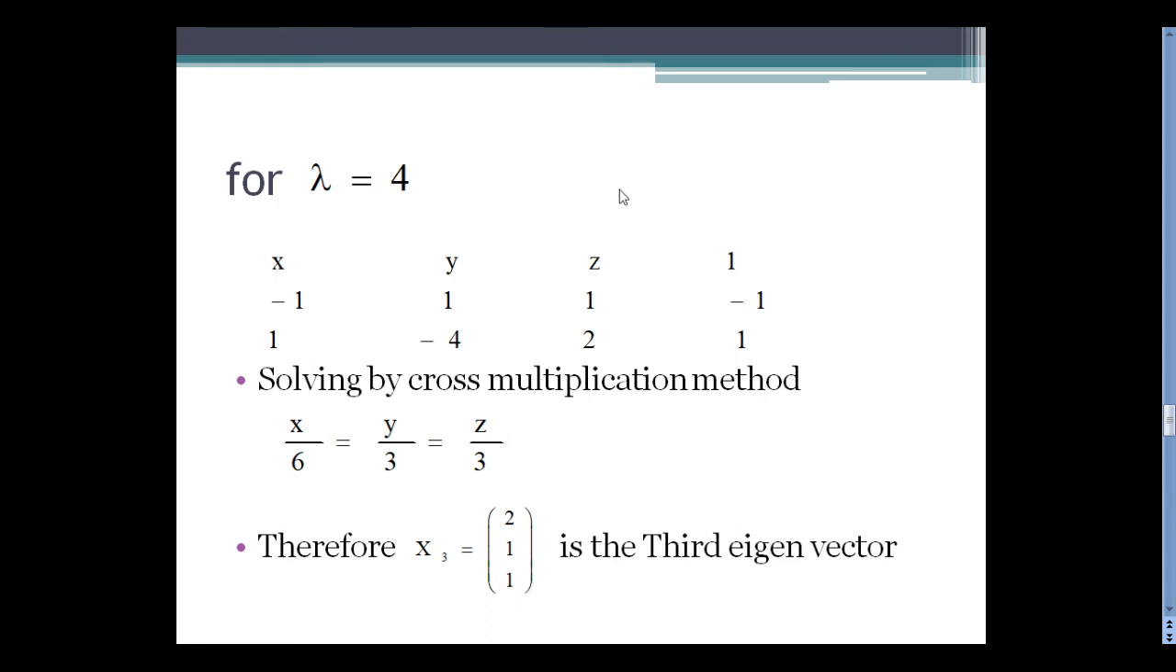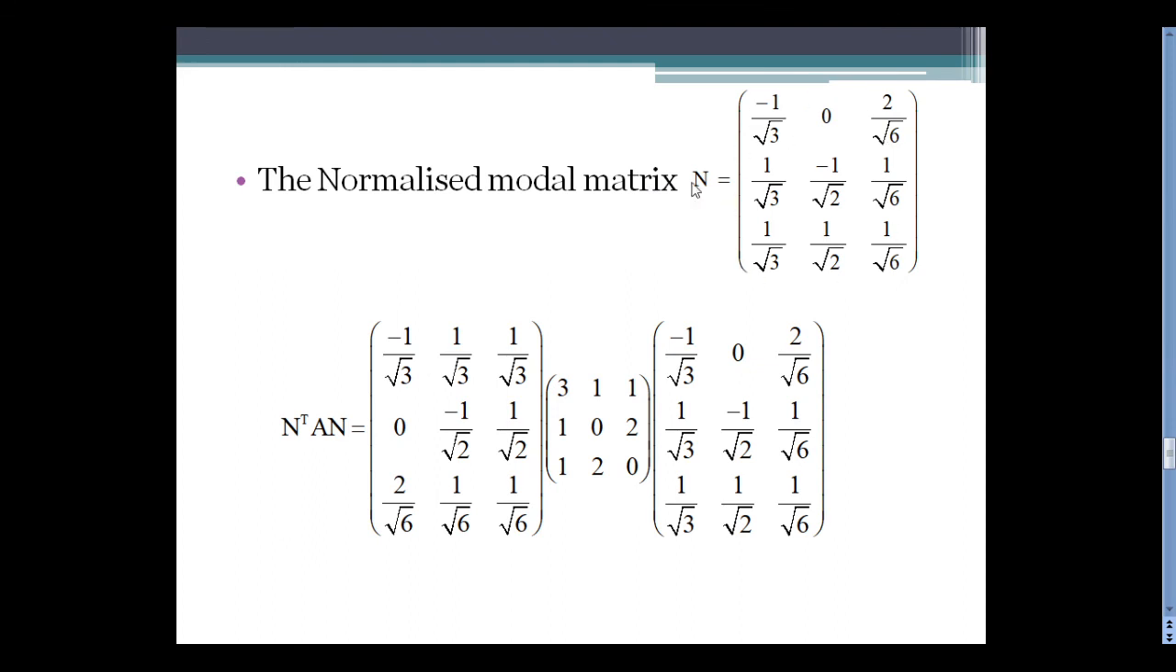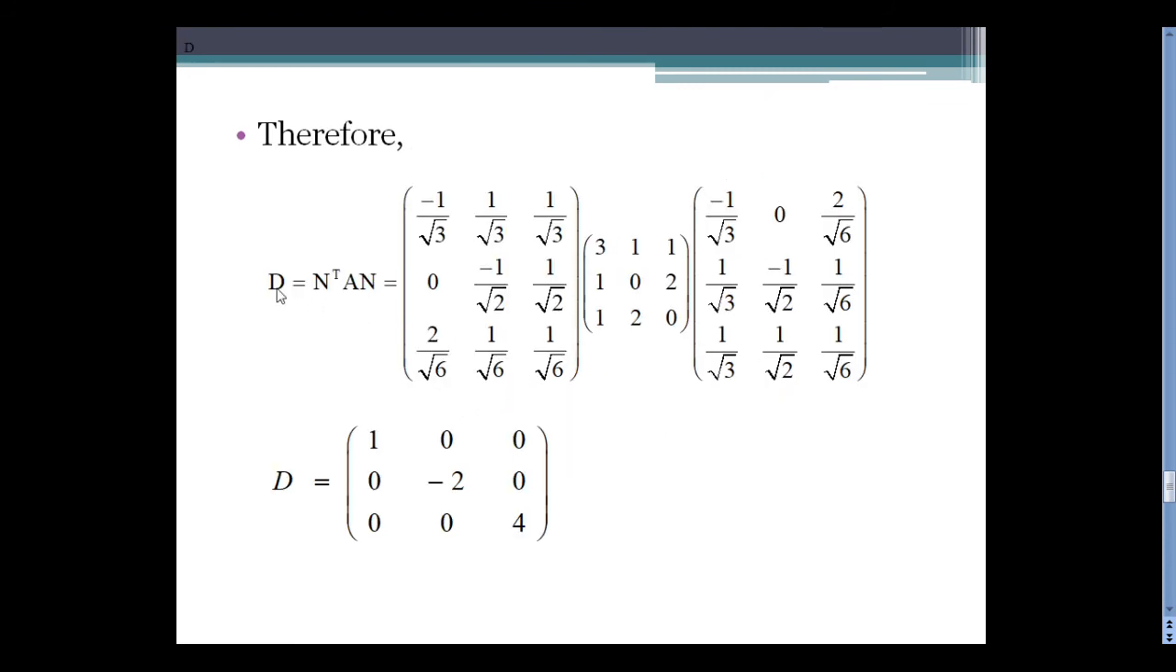So taking all 3 eigenvectors, we will place them in the normalized model matrix, that is minus 1 by root 3, 1 by root 3, 1 by root 3, and the second eigenvector, third eigenvector. After writing all 3, we find N transpose. So this is the N transpose, by converting all the columns into rows. So first you can find A into N, then we can multiply with N transpose. So on taking the product we get D, which is equal to N transpose into A N.